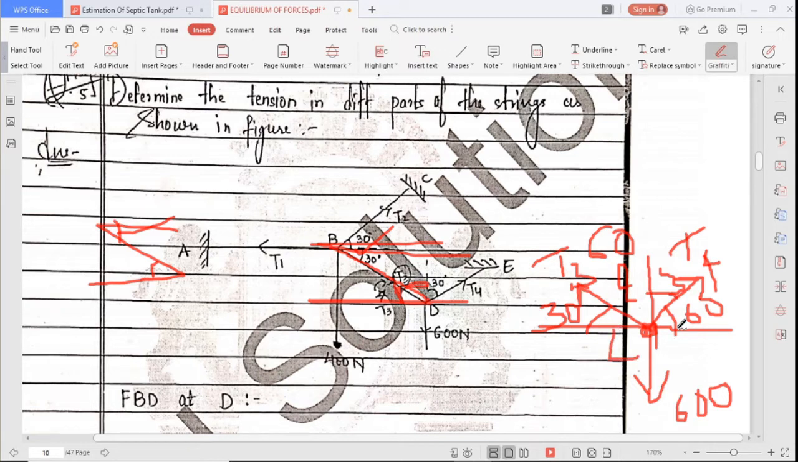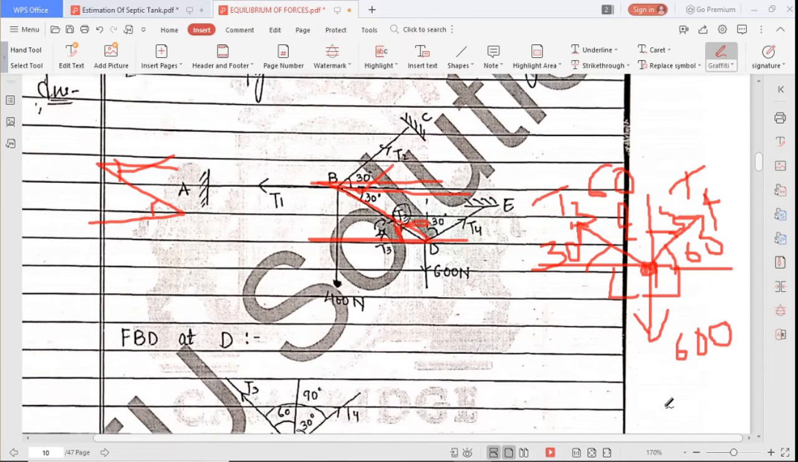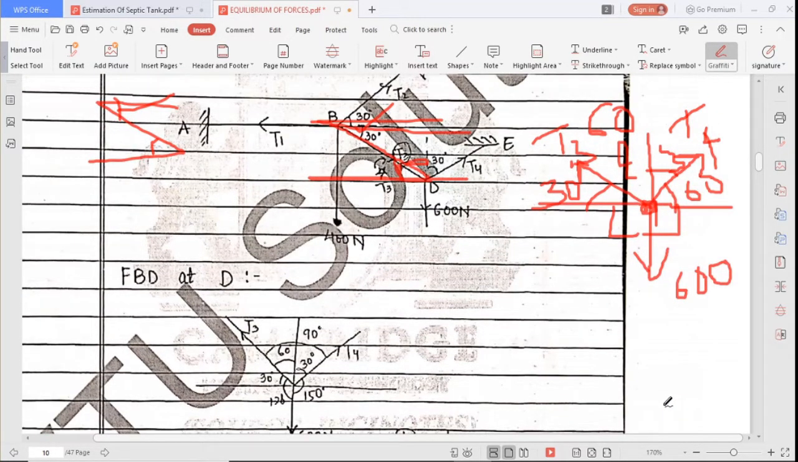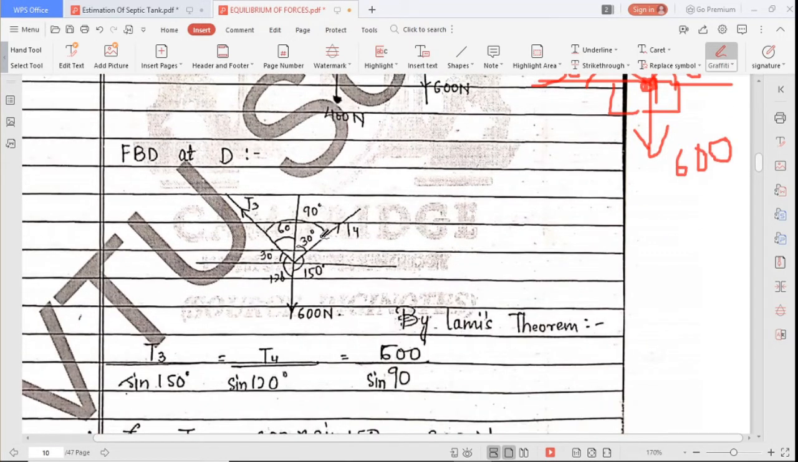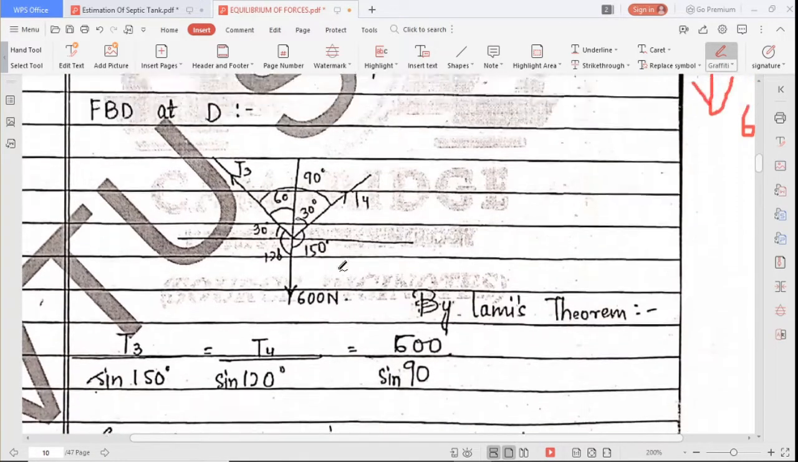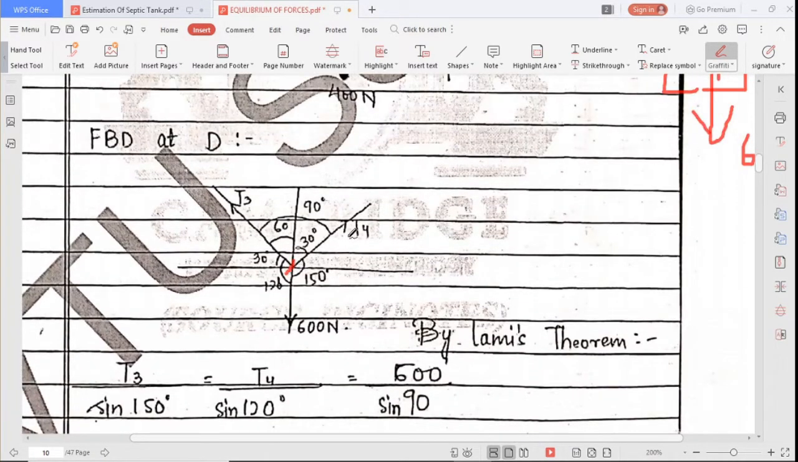This is 90, this is 90. So what are the unknowns? T3 is unknown, T4 is unknown, we have 600. So what can we apply? Three forces are there, so we can apply Lami's theorem. See, here is the FBD I drew, the same. This is the position D, T4, T3. This is 30 degree, and this is 60 by the alternate angle concept.